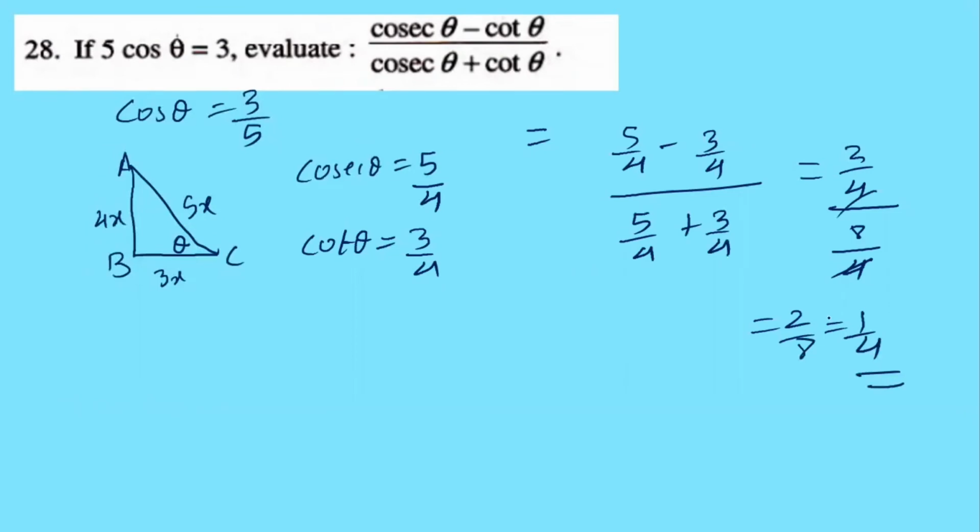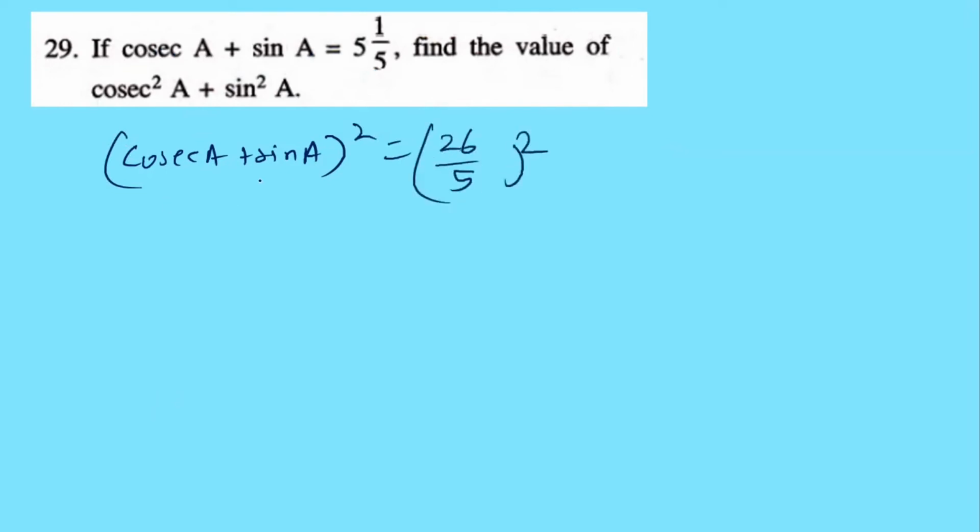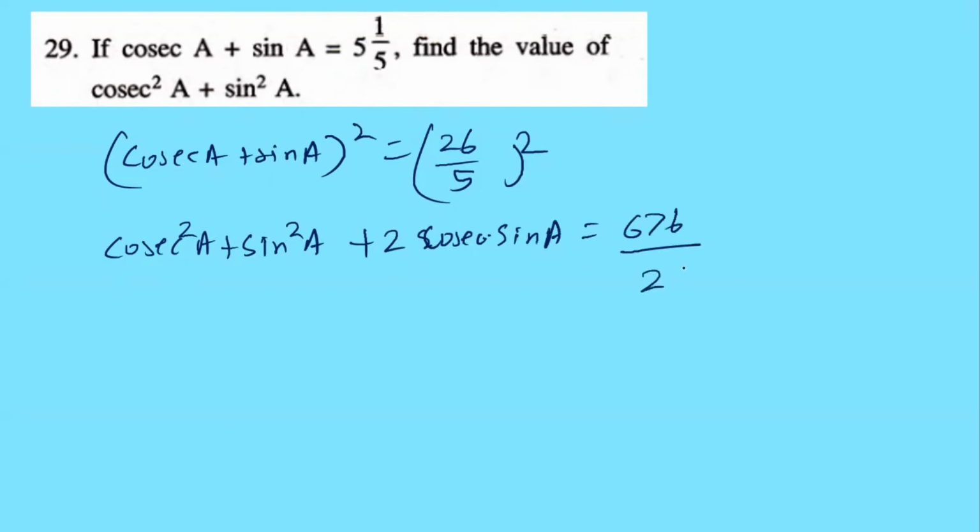number 28. If cosec A plus sin A is equal to 5 1 by 5, find the value of cosec square A plus sin square A. So we'll be squaring both sides over here. So we have cosec A plus sin A, the whole square is equal to 5 5s are 25 plus 1, 26 by 5, and then the square of that. A plus B, the whole square is A square, that is cosec square A, plus B square, that is sin square A, plus 2AB, that is 2 cosec A sin A, is equal to 26 square is 676 upon 5 square is 25.